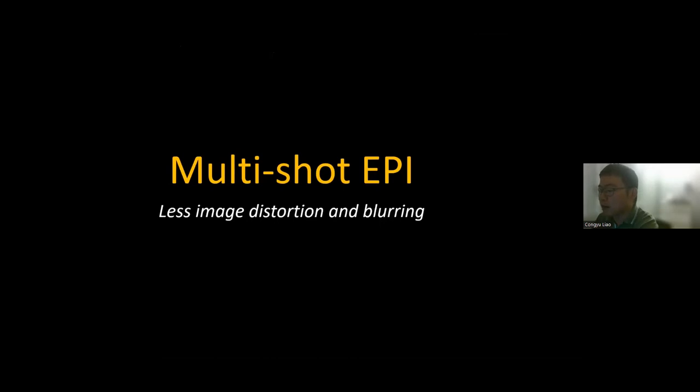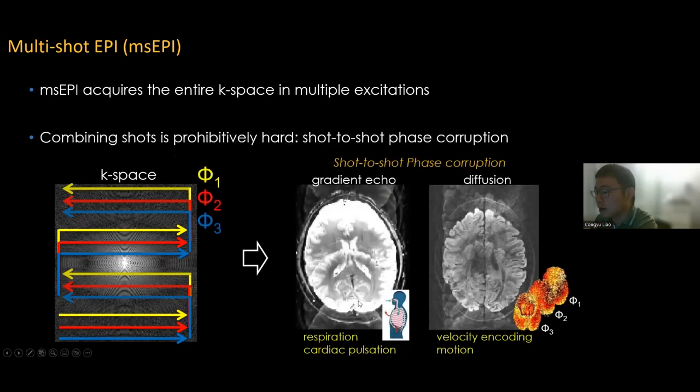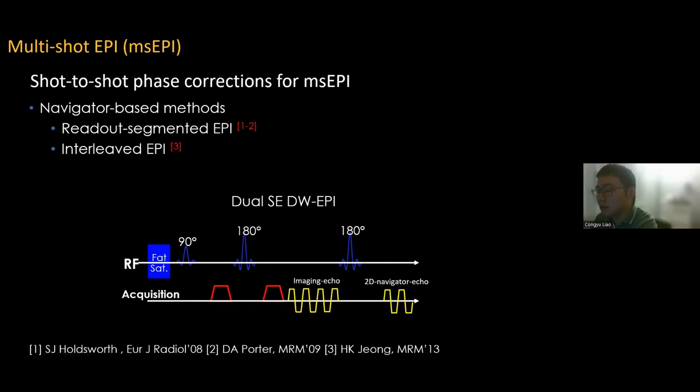First, I will give a brief introduction of multi-shot EPI acquisition to solve the shot-to-shot phase variation and the image distortion issues. Multi-shot EPI acquires the entire k-space in multiple excitations, which enables higher acceleration to mitigate the image distortion and blurring. However, due to physiological noise, such as respiration and cardiac pulsation, combining multiple shots and correcting the shot-to-shot phase is very difficult. To correct the shot-to-shot phase variation, a navigated method was proposed. The navigated method uses a dual spin echo EPI sequence to acquire the 2D navigator echo after the image echo to remove the background phase of the image echo.